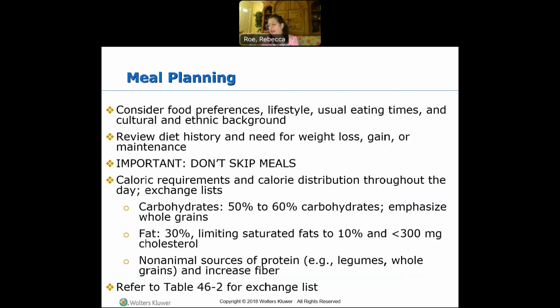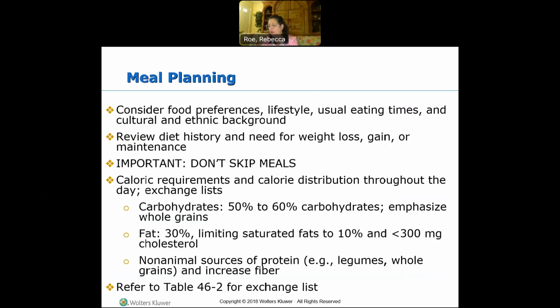selection. So maintaining that healthy weight for a person living with diabetes is critical to managing that blood sugar and for blood pressure, cholesterol, and preventing complications such as heart disease and stroke. That's always a big concern for the diabetic patient.